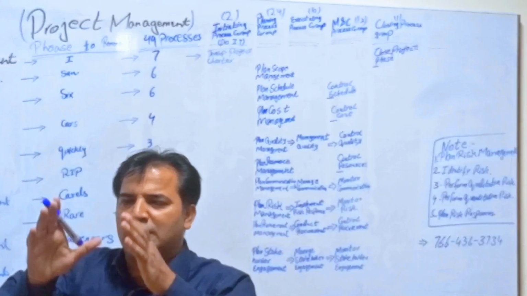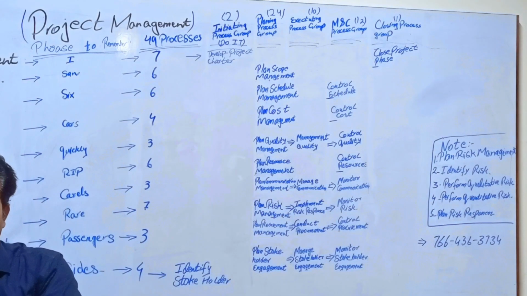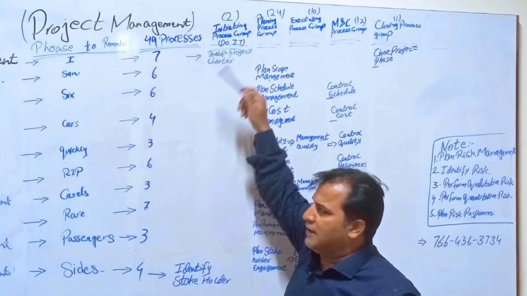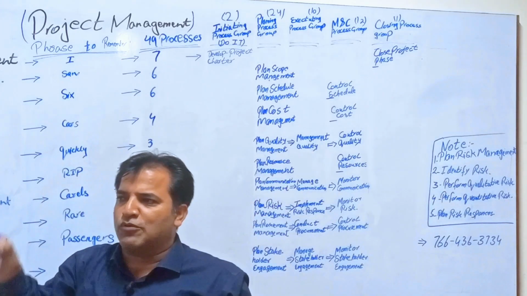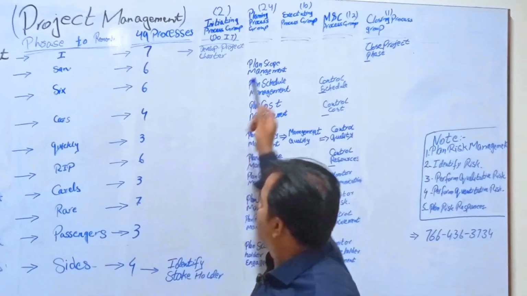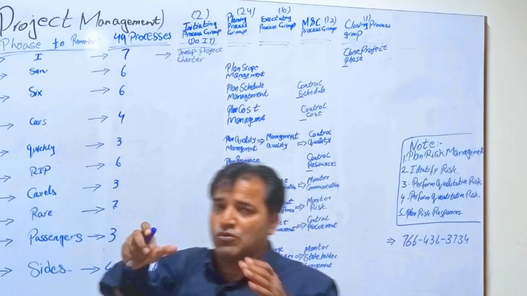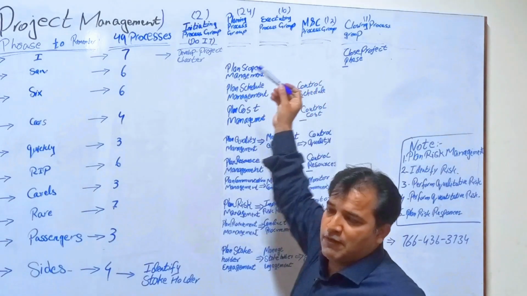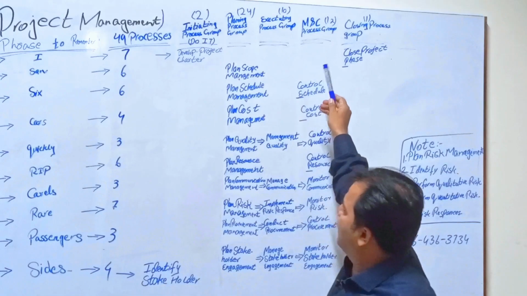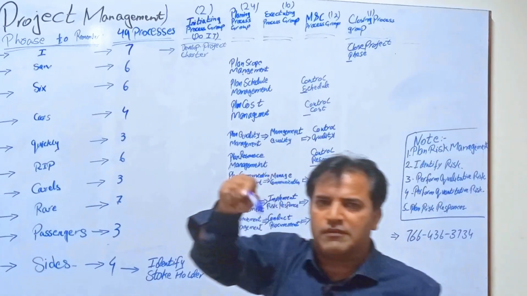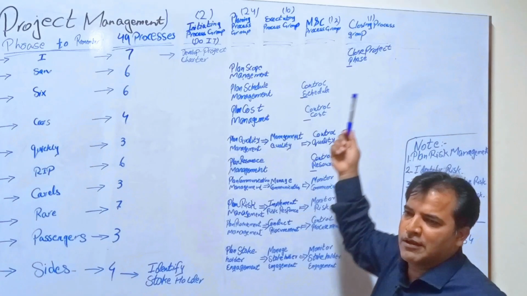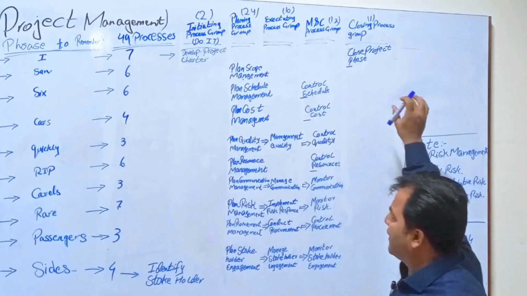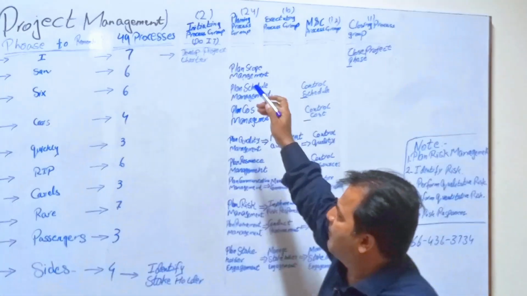If we distribute these 49 processes in terms of the process groups, then in the initiating process group there are 2 processes. In the planning process group there will be 24 processes. In the executing process group, 10 processes. In the monitoring and controlling process group, 12 processes. And the last is closing the phase or closing the project, only 1 process. So this is the distribution through the process groups.